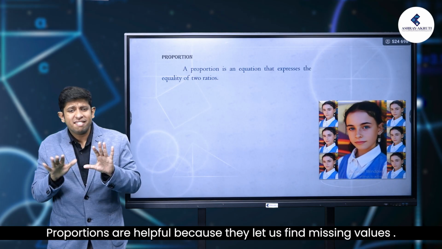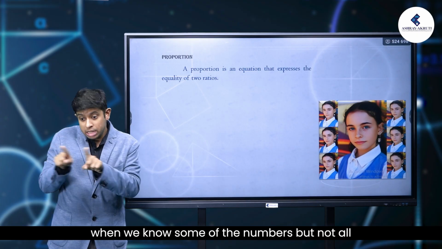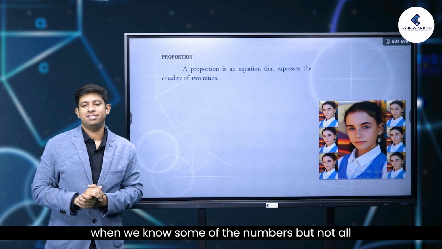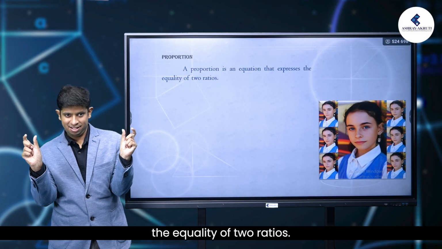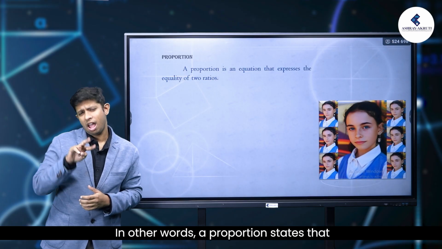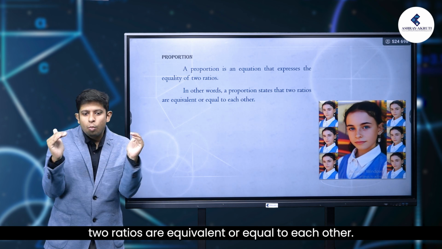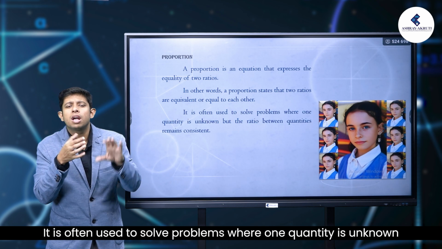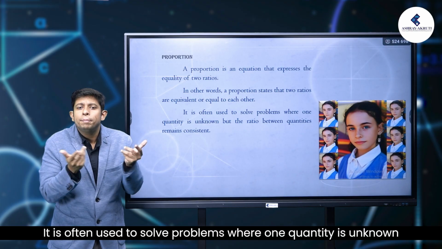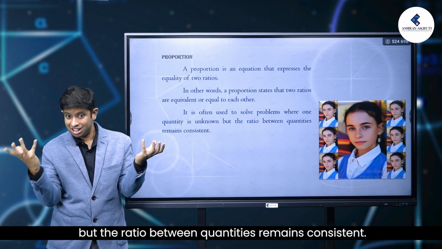Proportions are helpful because they let us find missing values when we know some of the numbers but not all. A proportion is an equation that expresses the equality of two ratios. In other words, a proportion states that two ratios are equivalent or equal to each other. It is often used to solve problems where one quantity is unknown but the ratio between quantities remains consistent.